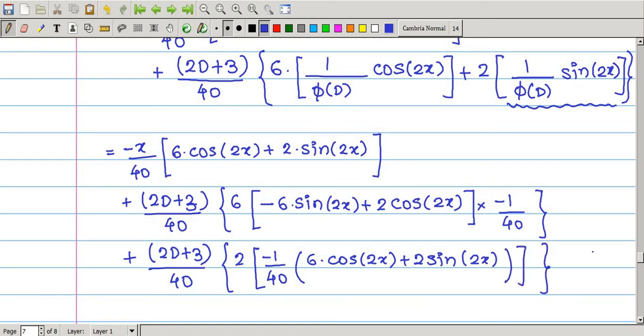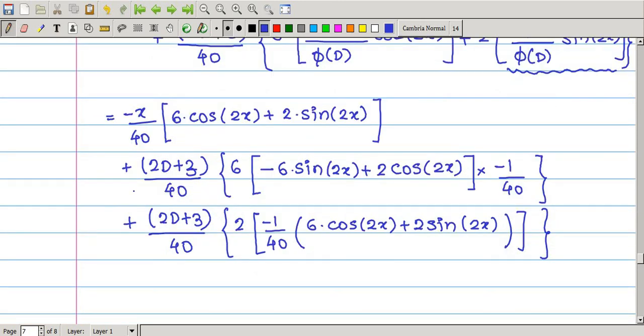If we simplify this, whatever we get, that will be the required particular integral. So now we have to operate this bracket on each term here. To simplify this, whatever we get, that will be the required particular integral. So I want you guys to find this and simplify this.